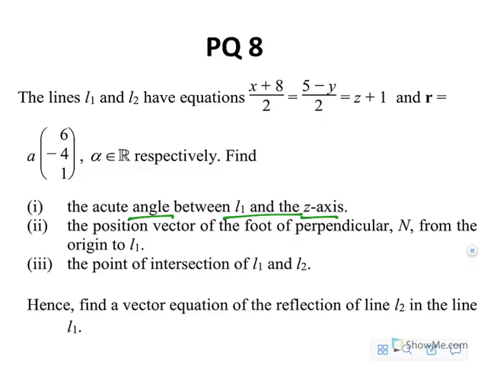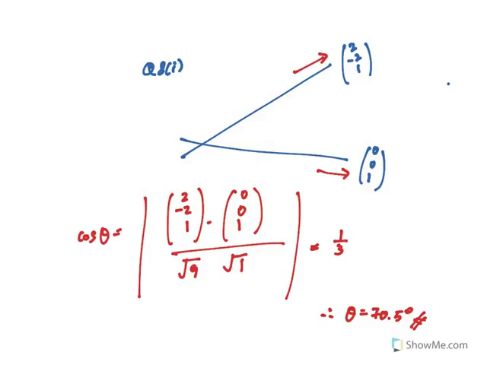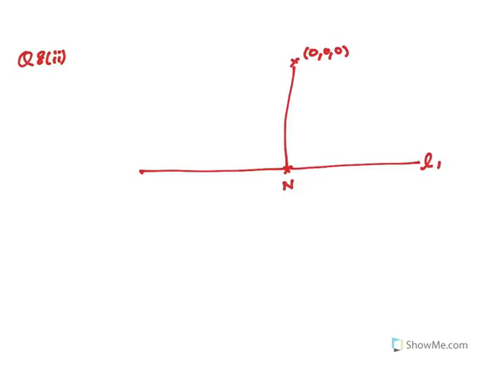Find the position vector of the foot of the perpendicular from the origin to line 1. Origin towards line 1. So this is 0, 0, 0. Line 1, this is the point N. Your line 1 equation follows this: it is nothing but negative 8, 5, negative 1 plus lambda.